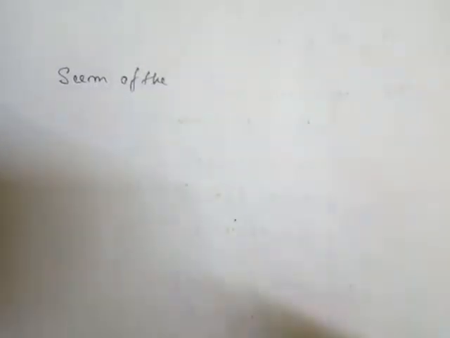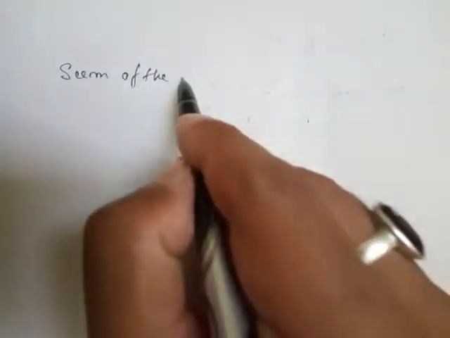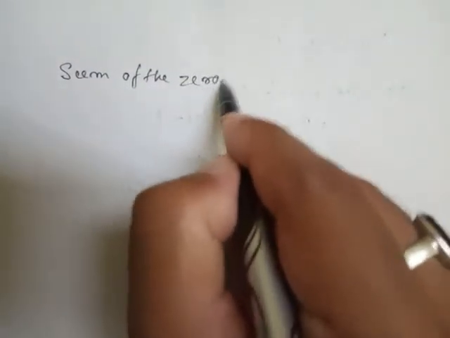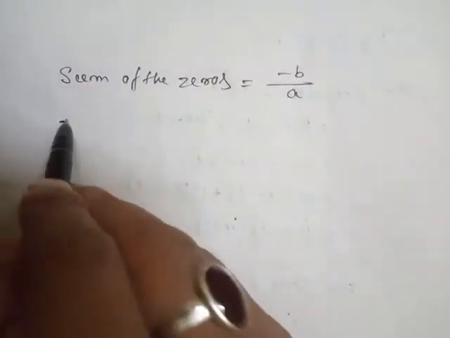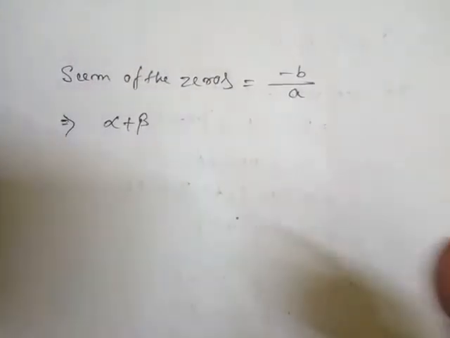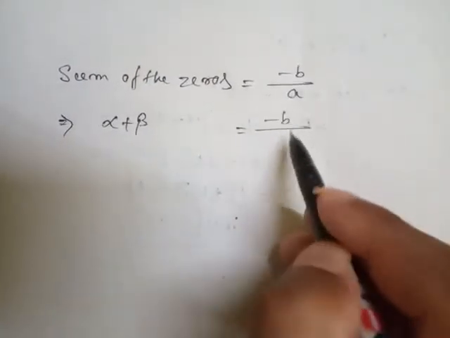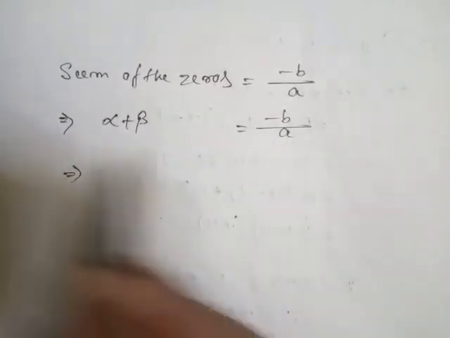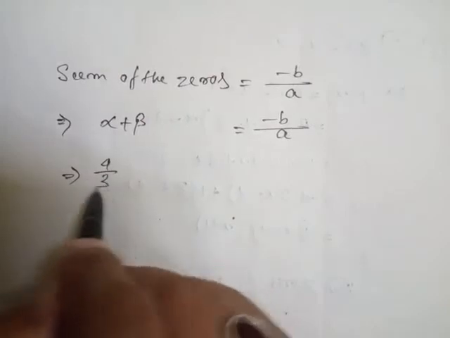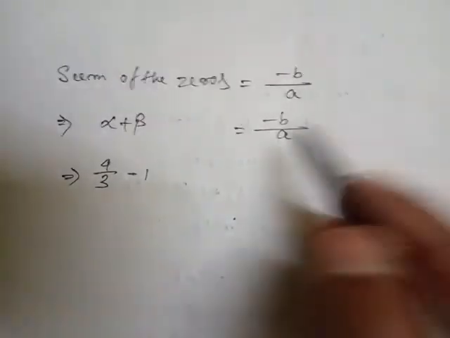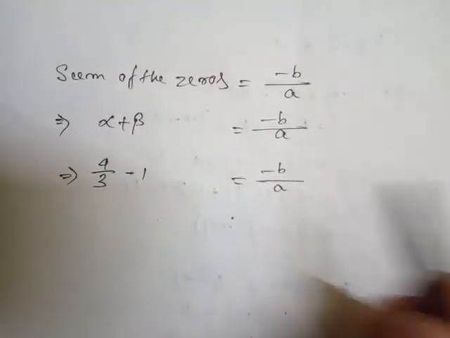Look now, I'm writing here sum of the zeros equal to minus b by a. Now what is the sum of the zeros here? It means alpha plus beta equal to minus b by a. Now what is the value of alpha here? We have to check once. Value of alpha is 4 by 3 and value of beta is minus 1. Now minus b by a.